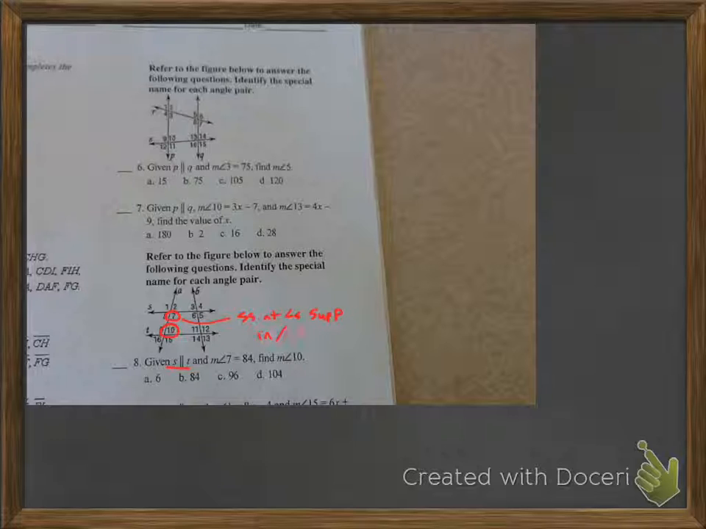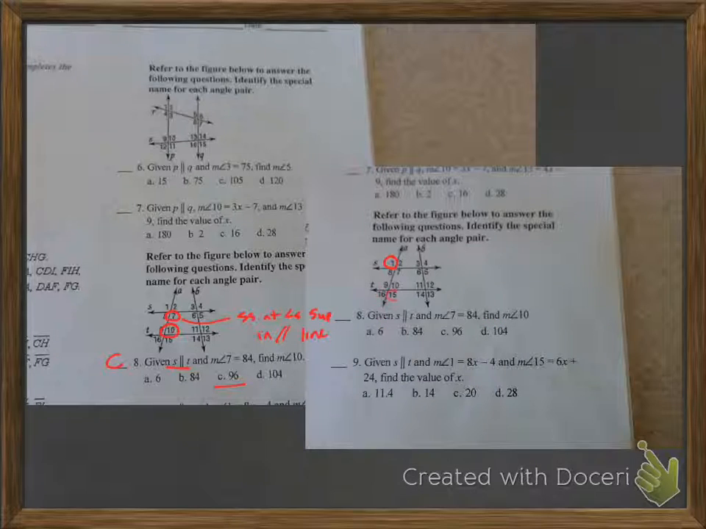Next, we want to go down to numbers 8 and 9 using this picture. Here's just 8 for right now. It says using those lines are parallel, S and T. 7 and 10, those angles are same side interior. We know they're supplementary in parallel lines, so they have to add to 180. That means to be supplementary to 84, the given angle 7, you'd have 96 degrees for angle 10. That's C.